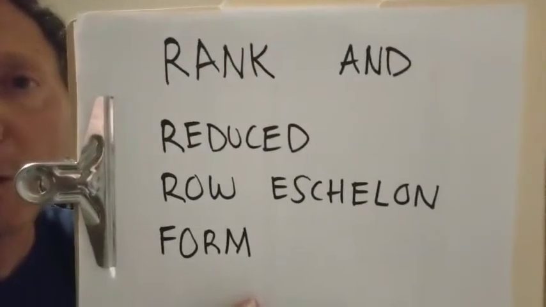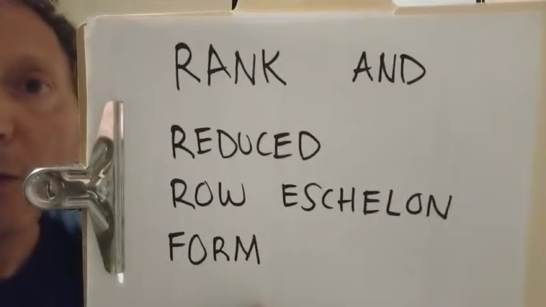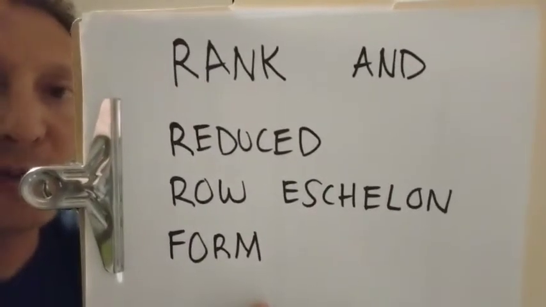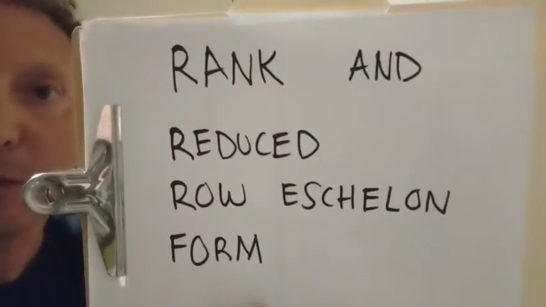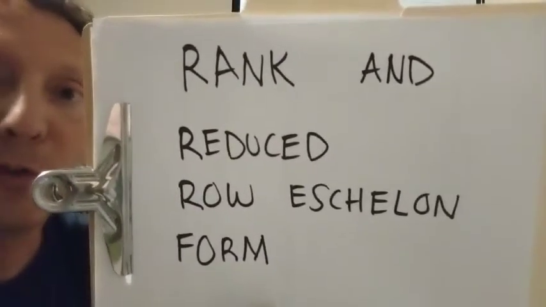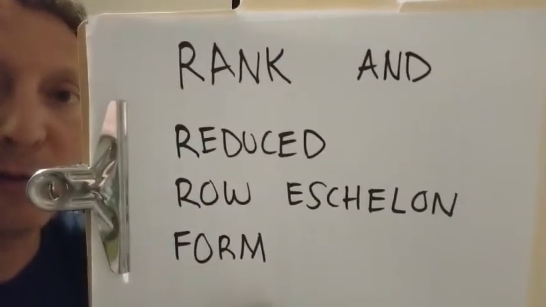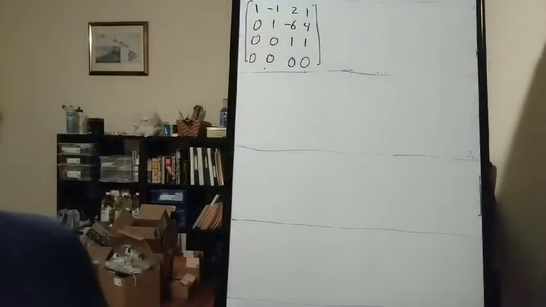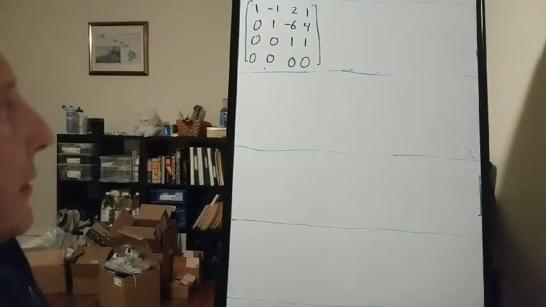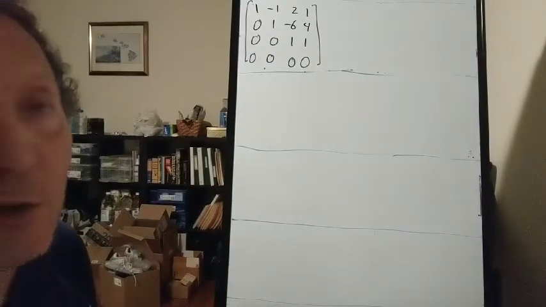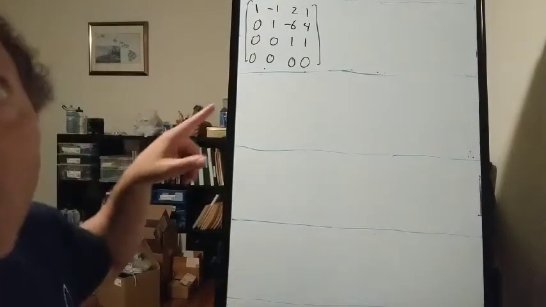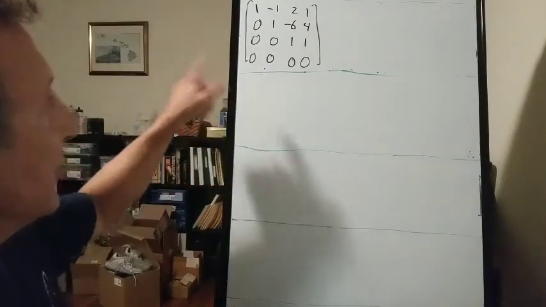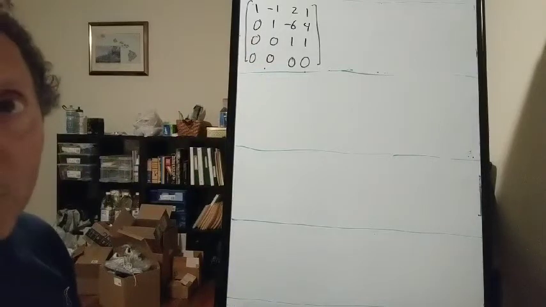In this video, I want to look a little more closely at row echelon form and the number of non-zero rows in the row echelon form, which is called rank, and then a special case of row echelon form, which is called reduced row echelon form. So last time we ended up with the row echelon form matrix 1, -1, 2, 1, 0, 1, -6, 4, 0, 0, 1, 1, and then a row of all zeros.